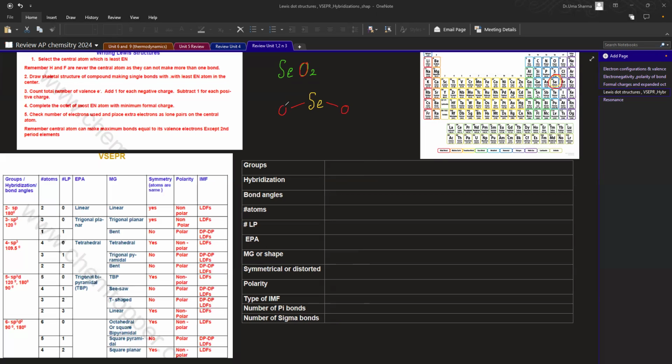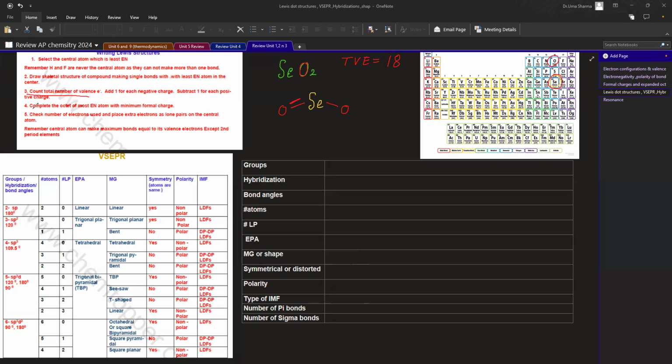Count the total valence electrons. Third rule, total valence electrons. Yes, who is doing it? 18. Yes, okay. Now complete the octet of the oxygen. How many bonds would oxygen like to make? 2. So make a double bond.